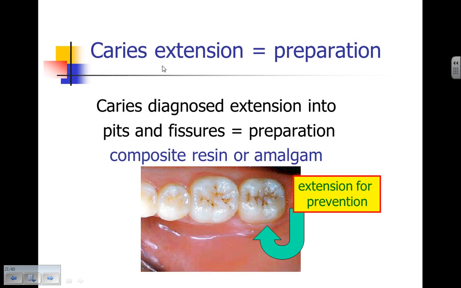As the caries extends, we extend our preparation. We want to remove all susceptible pits and fissures, all carious pits and fissures. Well, we're going to follow a more conventional extension for prevention preparation outline form. Our restorative material can be either composite or amalgam as we extend into the pits and fissures that we see that are carious.